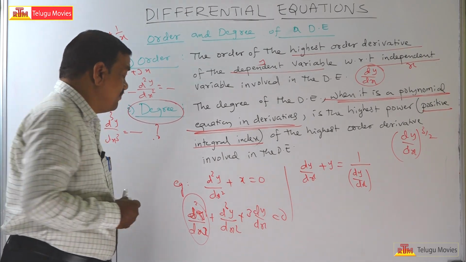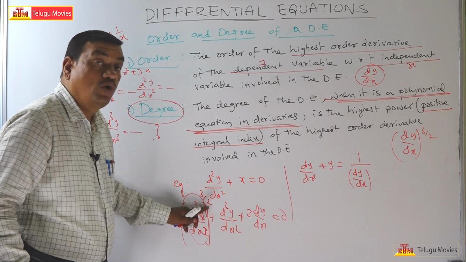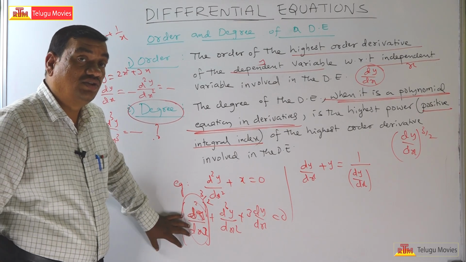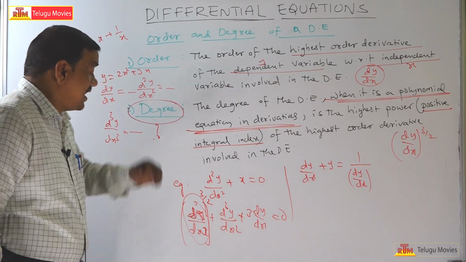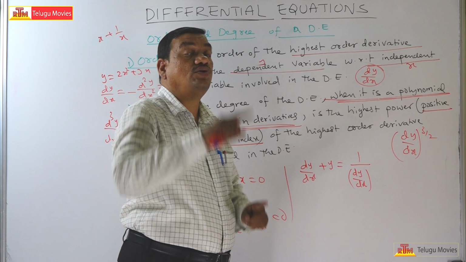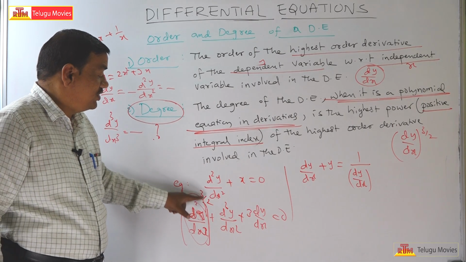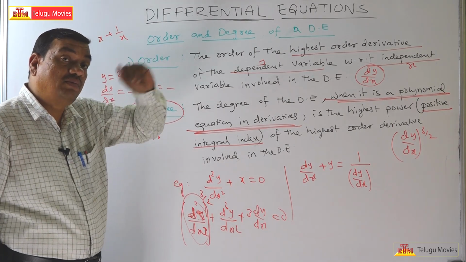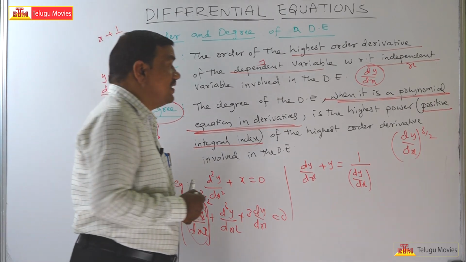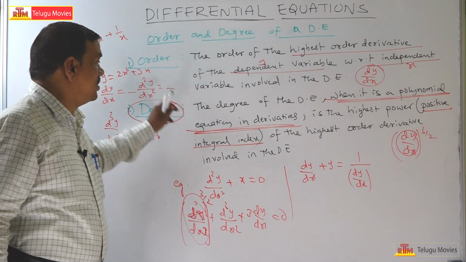For example, if d cube y by dx square whole power 3 by 2 is there, even though it is a differential equation, it is not yet in polynomial form. If it is possible to write it as a polynomial equation, then you can decide. So you have to express this as a polynomial equation. That means you have to remove the powers like 3 by 2, 1 by 2, root 2, all those things. Then only, the power of the highest order derivative is called the degree.